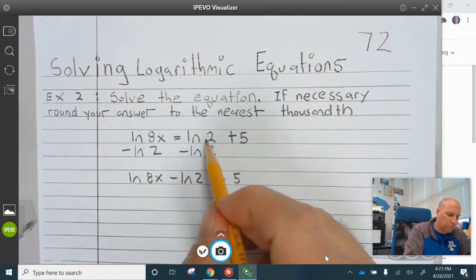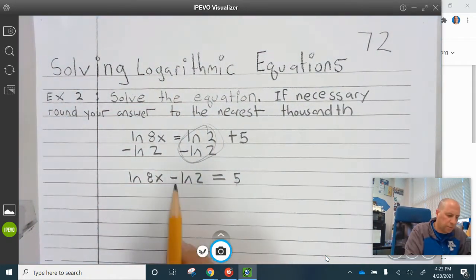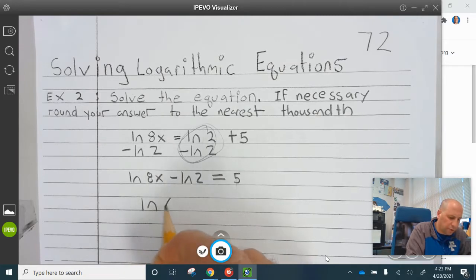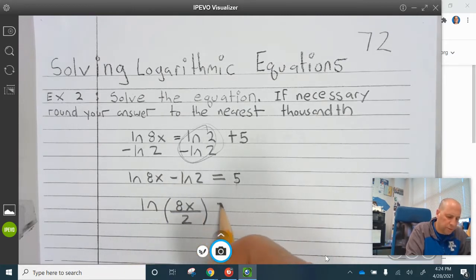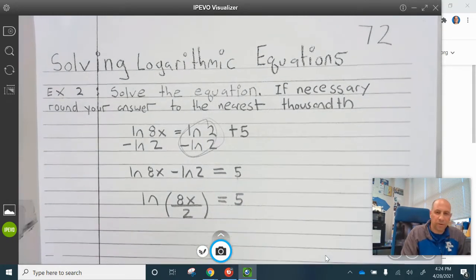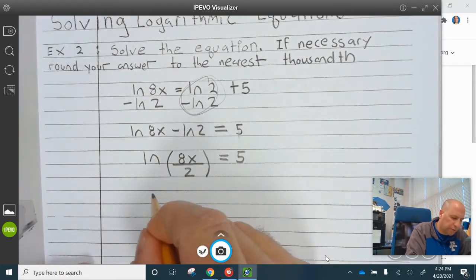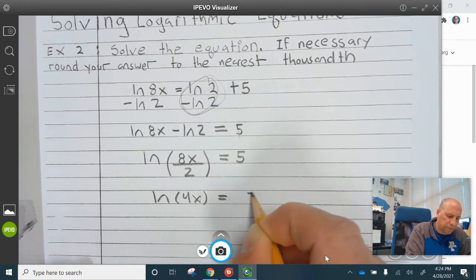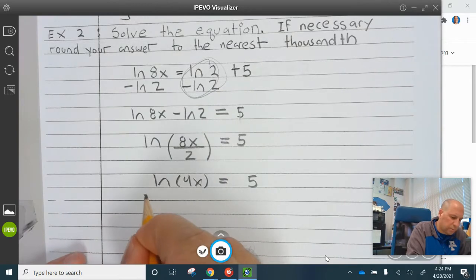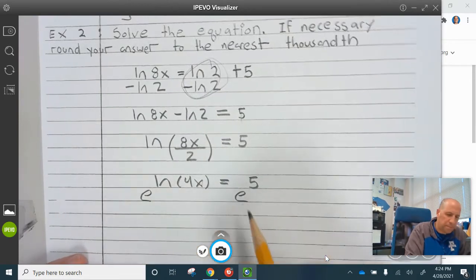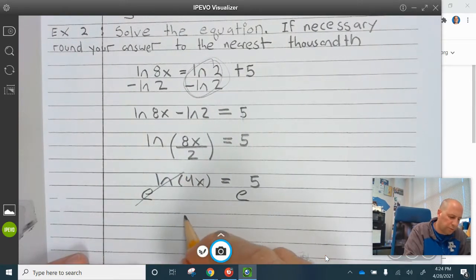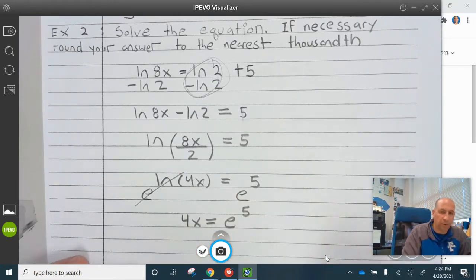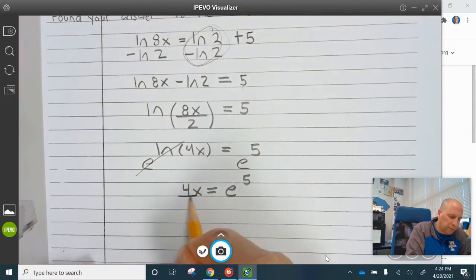Okay, well, this becomes 0. When you subtract, you divide, so that you have natural log of 8x divided by 2 equals 5. Well, 8x divided by 2 is 4x, so you have natural log of 4x equals 5. Raise both sides by e. This goes away. You're left with 4x equals e to the 5th power. Divide both sides by 4.